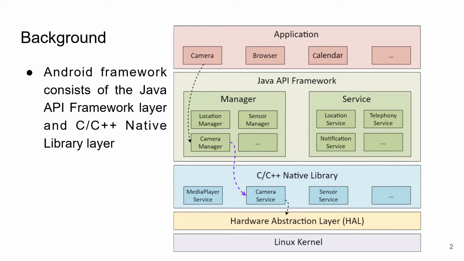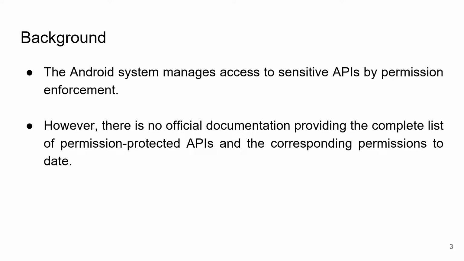Okay, let's start. First of all, the Android framework consists of the Java API framework layer and the C language native library layer. Some Java APIs will access the C language native library layer. For example, the camera application will access Camera Manager, and the invocation will be bypassed to Camera Service, and finally go to the HAL.